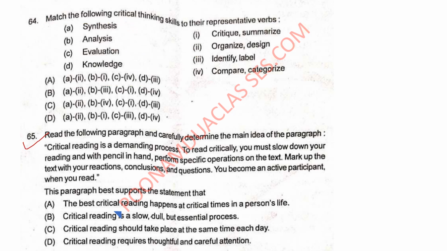Next question, question 65. Read the following paragraph and carefully determine the main idea of the paragraph. Critical reading is a demanding process. To read critically, you must slow down your reading and with a pencil in hand perform specific operations on the text. Mark up the text with your reactions, conclusions, and questions. You become an active participant when you read. The author basically stresses here on the need to read critically by performing thoughtful and careful operations on the text. Option D here is the right answer.